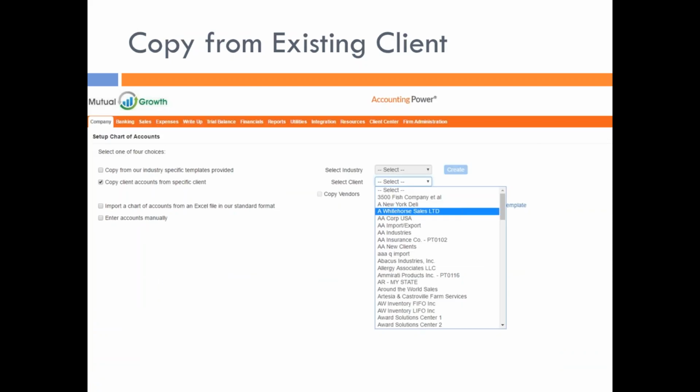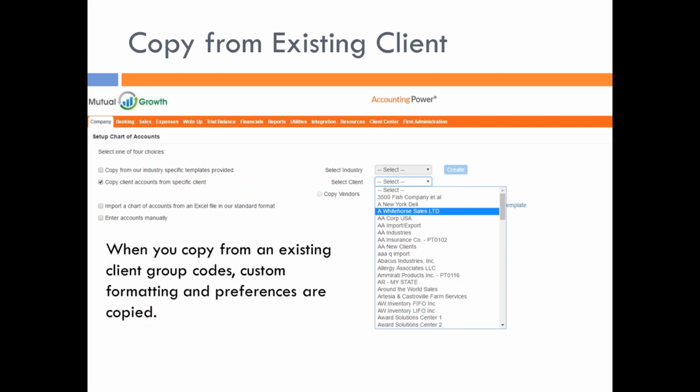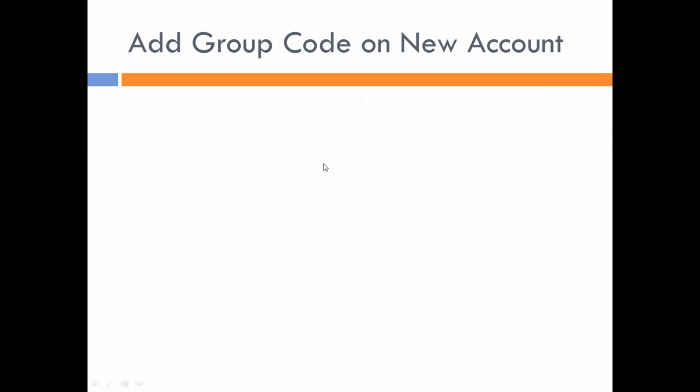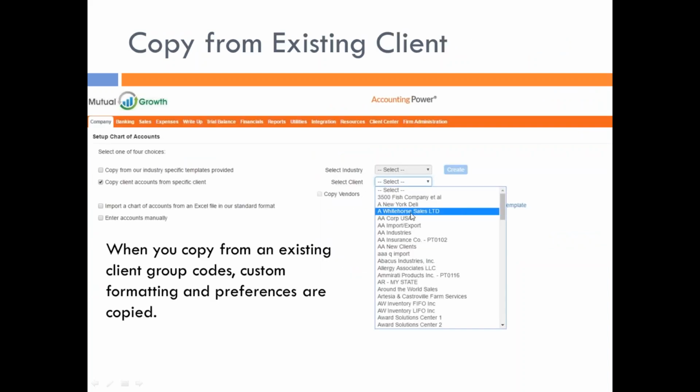So here is how you would copy from an existing client. Once again, right in the same screen where you're setting up the chart of accounts, where before I did the industry templates, here you would select copy from specific client. You select which one you want to copy from. When you do that copy, all of the group codes are going to be copied, the custom formatting is going to be copied, and the preferences are going to be copied.